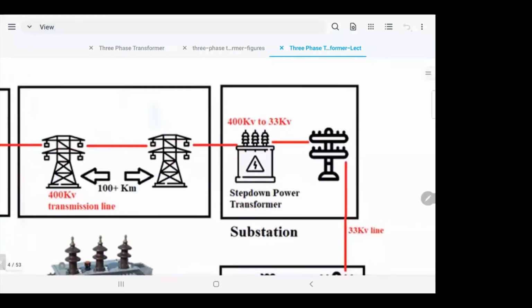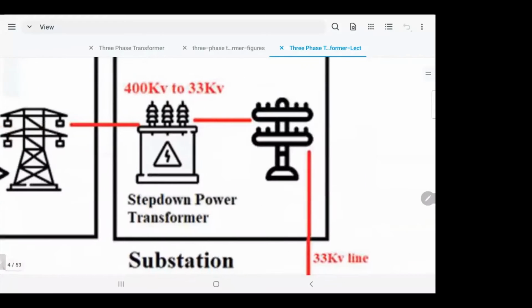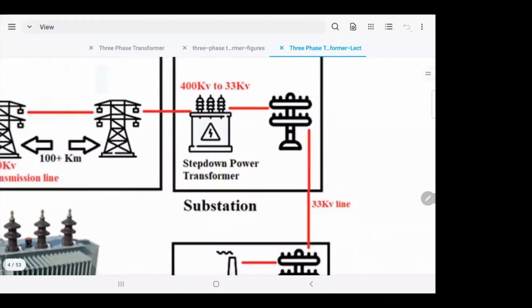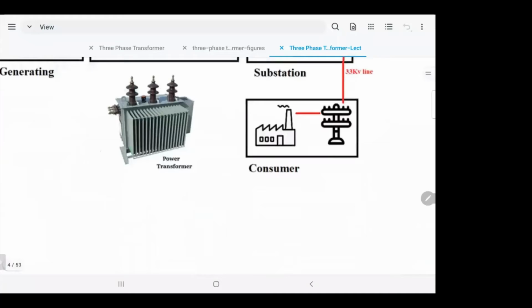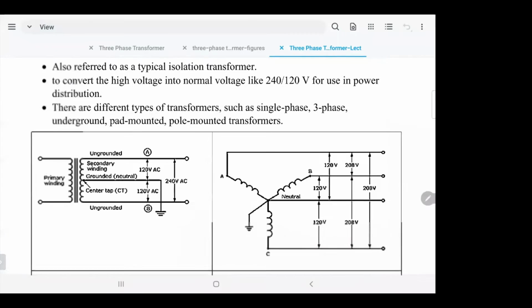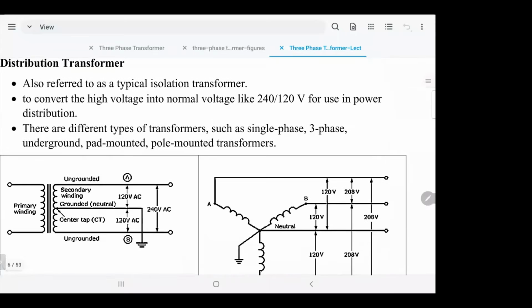So you use a step-down transformer. That's the step-down transformer. All these transformers are three phase. Okay. And at the customer, we have the step-down transformer. We call it a distribution transformer. So there is a step down from the substation.